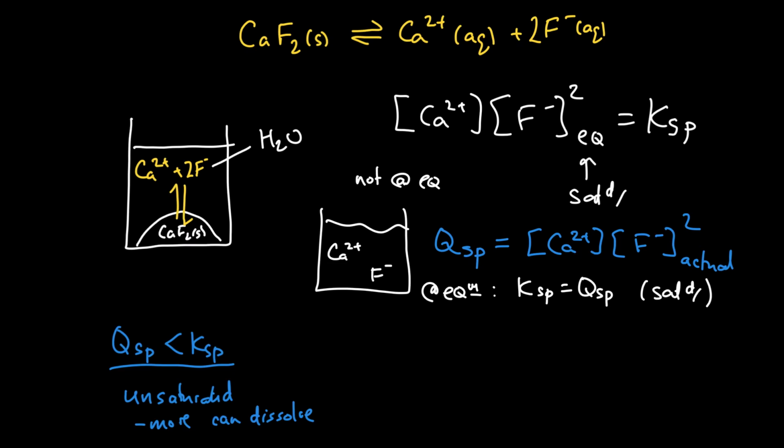Now if Q is bigger than K, again, it's not at equilibrium. What does it mean if Q is bigger than K? Well, Q needs to decrease to equal K. How do we make it smaller? We lower the concentration of calcium and we lower the concentration of fluoride. How do you do that? Well, here's the reaction at the very top of the screen. We can lower those concentrations by shifting to the left. We're forming solid. And what do we call it when we take ions that are dissolved and form a solid? Yeah, we call it a precipitation. So this solution here would be supersaturated.